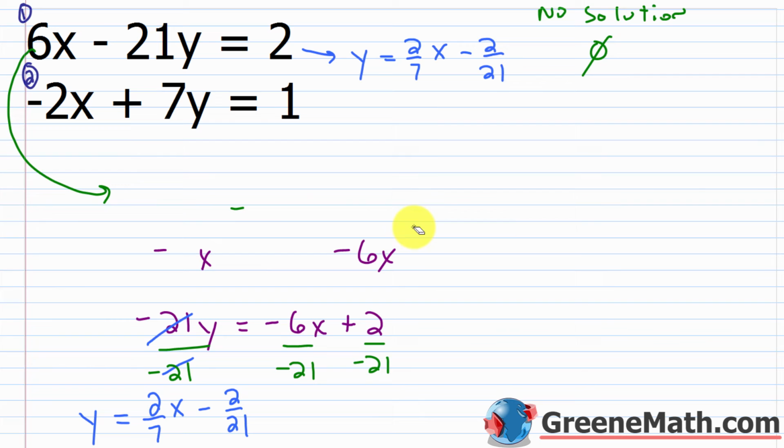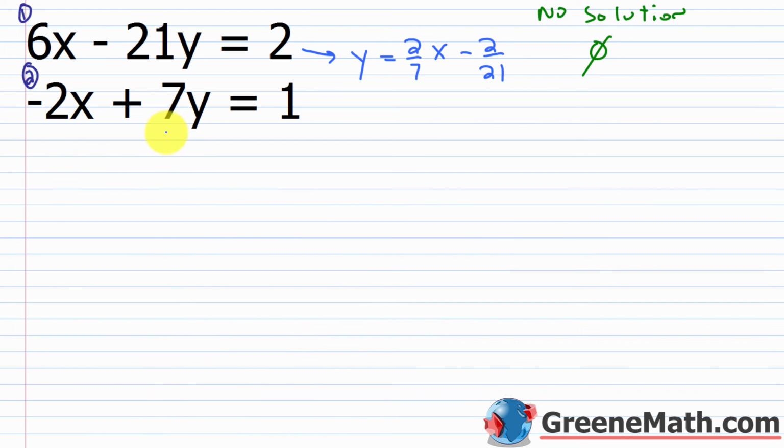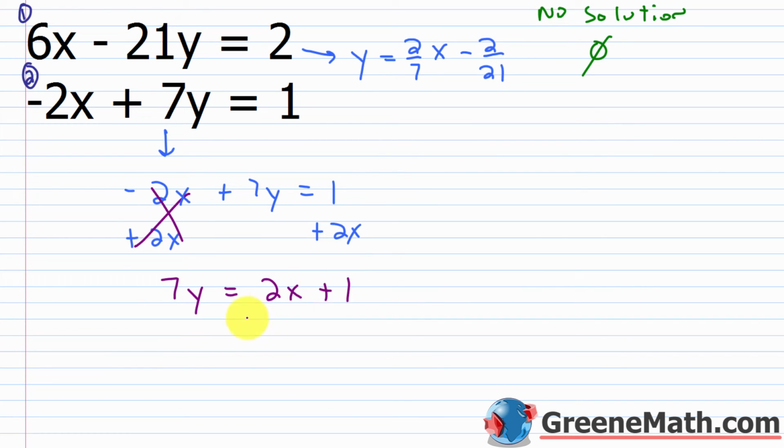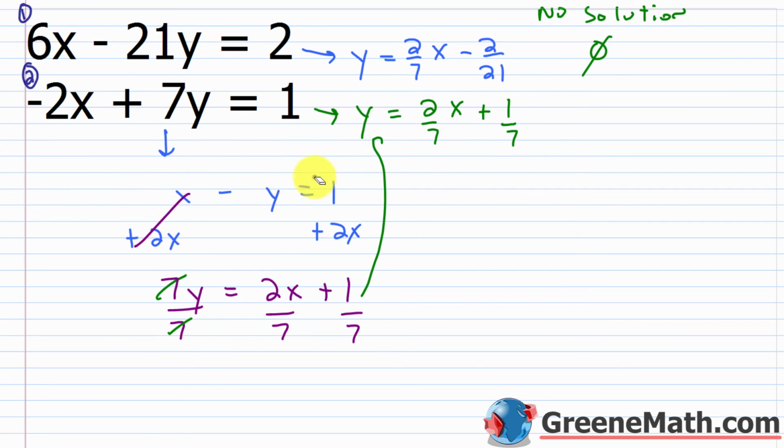Okay, let's erase this. And let's now solve this guy for y. So -2x plus 7y equals 1. We'll add 2x to each side of the equation. So this is going to cancel. We'll have 7y is equal to 2x plus 1. Divide both sides of the equation by 7. So this cancels. You'll have, and I'll write this up here, y is equal to 2/7 x plus 1/7. So let me erase this.